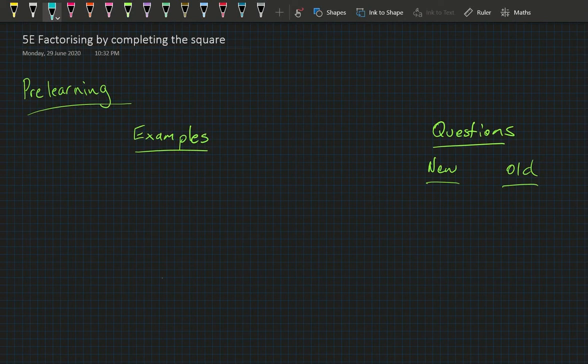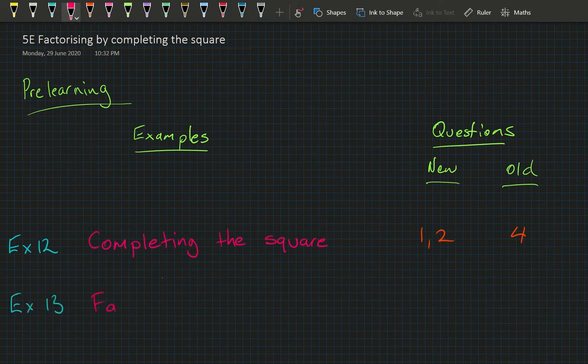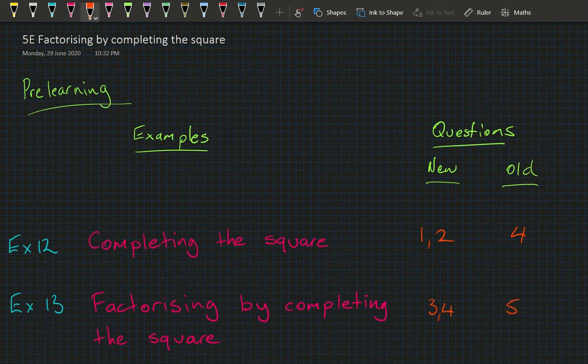Hi class, welcome to exercise 5e, factorising by completing the square. In this lesson, your examples and pre-learning will be example 12, completing the square. Your pre-learning for this example will be questions 1 and 2 in the new book and question 4 in the old book. And for example 13 will be factorising by completing the square. Your pre-learning for this example will be questions 3 and 4 in the new book and questions 5 and 6 in the old book.